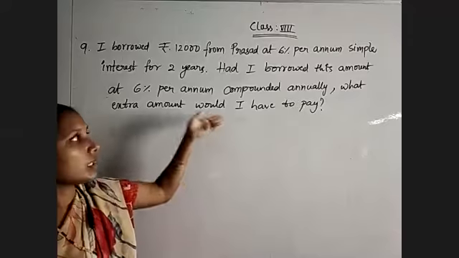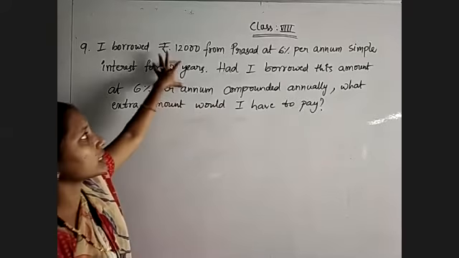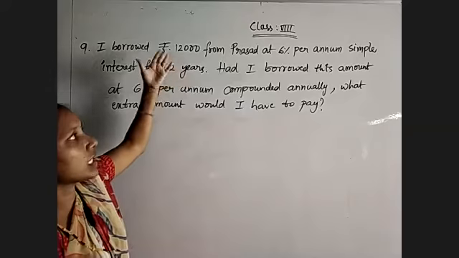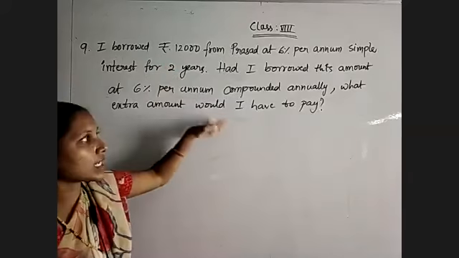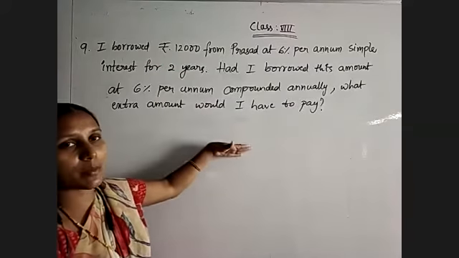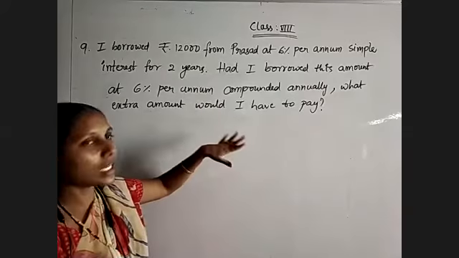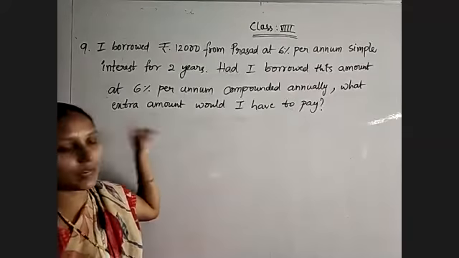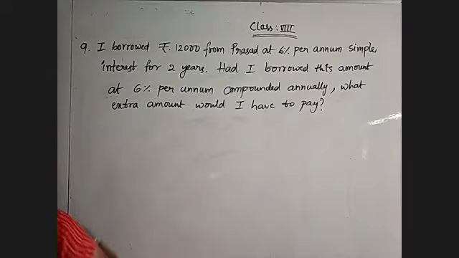column only. So first we will calculate for simple interest how much amount he is paying, and in case of compound interest how much amount he is paying. After that, we need to find the difference between those two amounts. So observe the question.